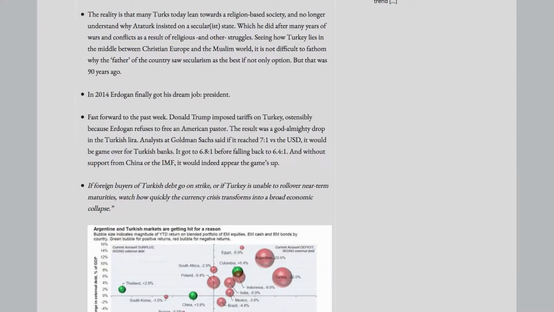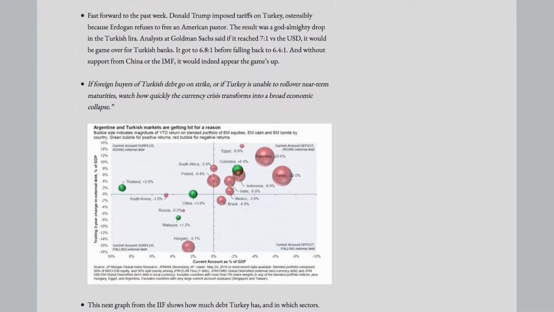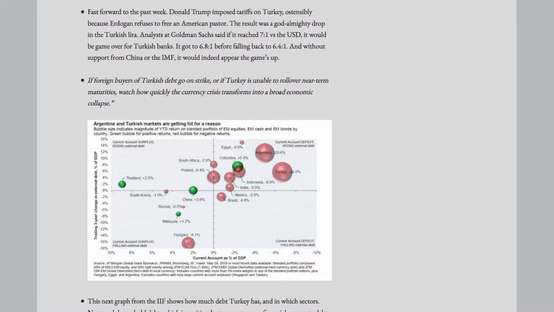Fast forward to the past week. Donald Trump imposed tariffs on Turkey, ostensibly because Erdogan refuses to free an American pastor. The result was a God Almighty drop in the Turkish lira. Analysts at Goldman Sachs said if it reached 7-1 versus the USD, it would be game over for Turkish banks. It got to 6.8-1 before falling back to 6.4-1.